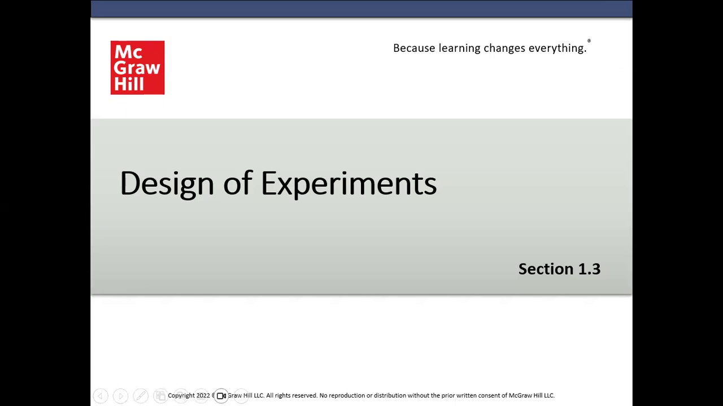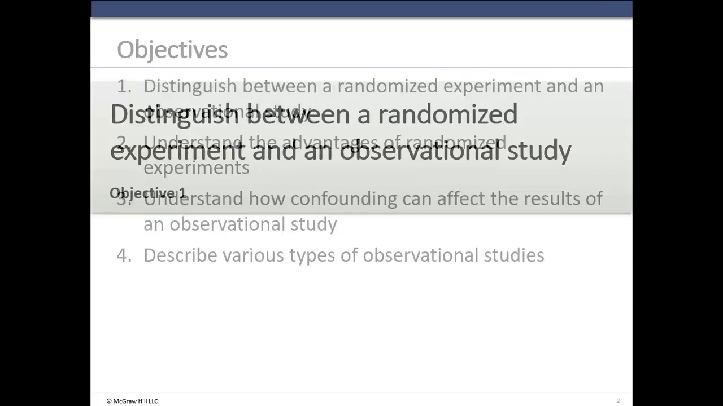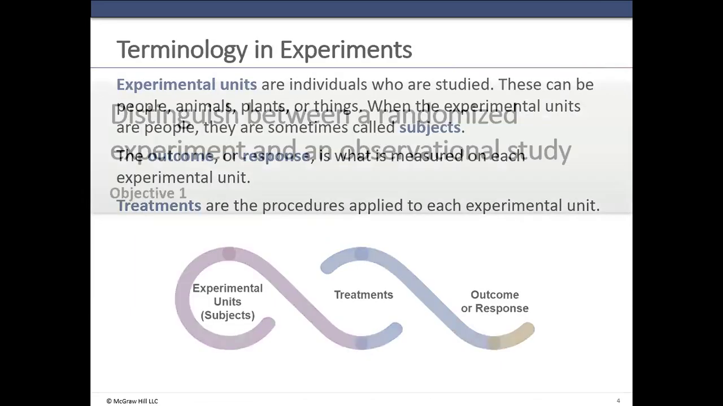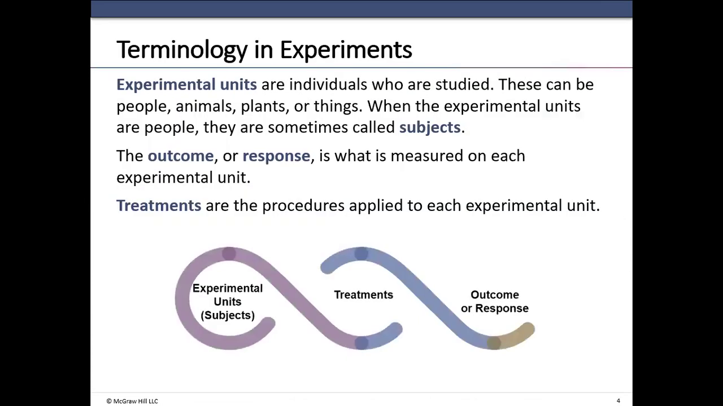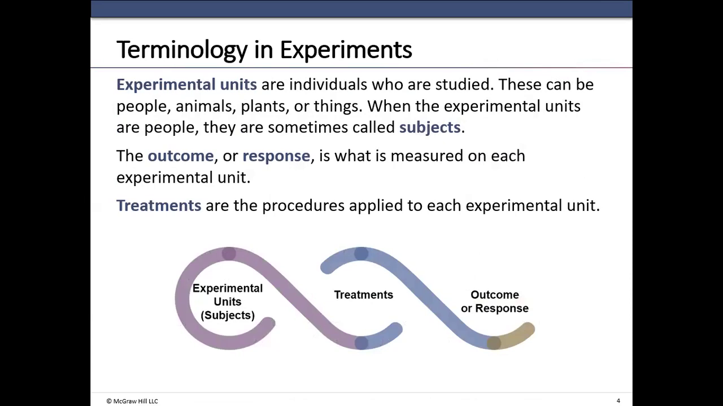So this section is on design of experiments. Distinguish between a randomized experiment and an observational study. Experimental units are individuals who are studied. They can be people, animals, plants or things. When the experimental units are people, they're sometimes called subjects. So we collect information on people.